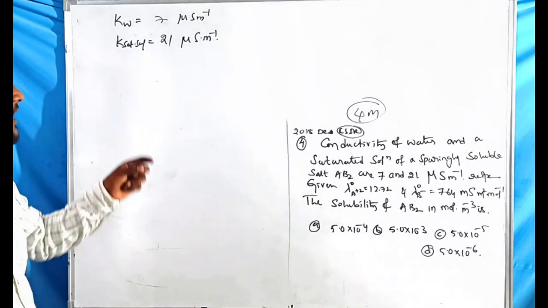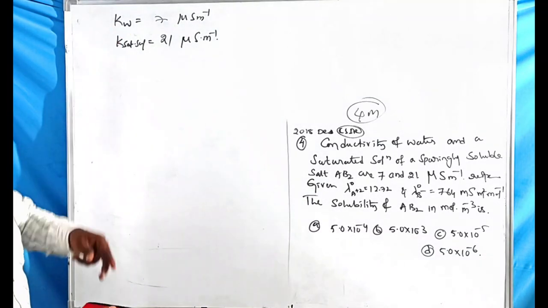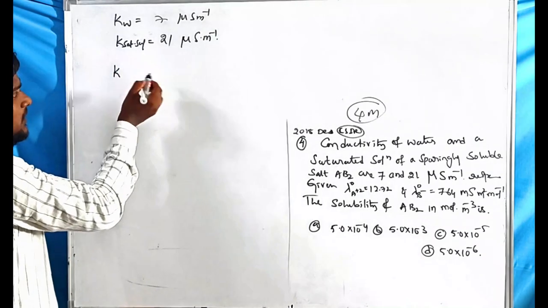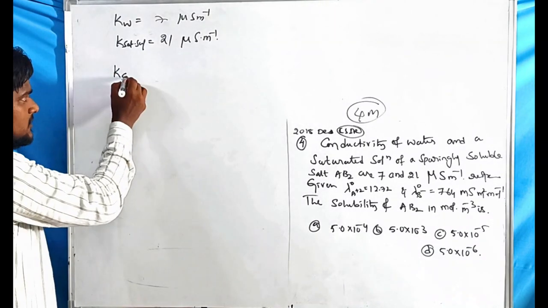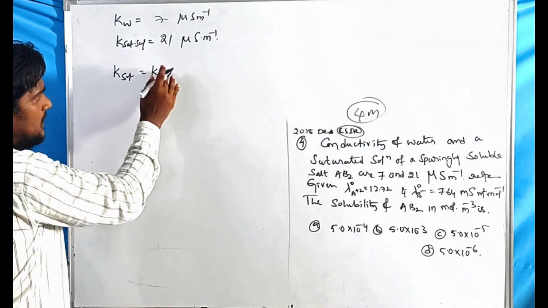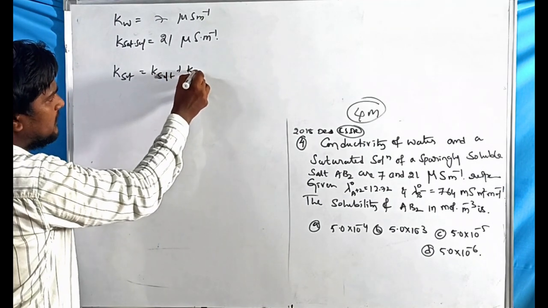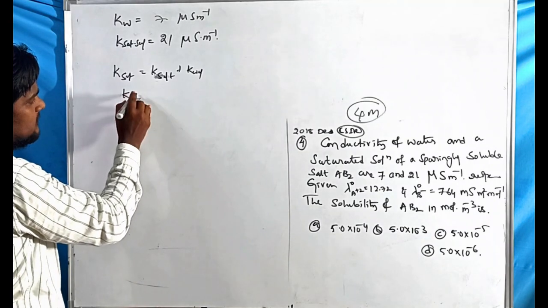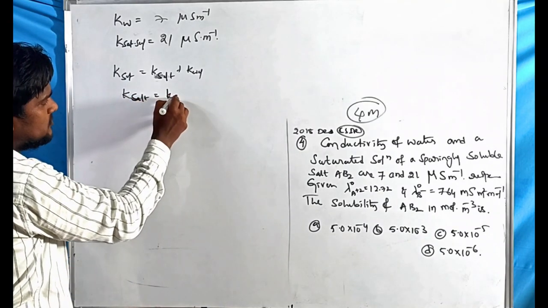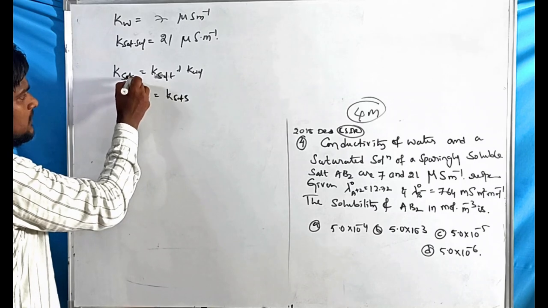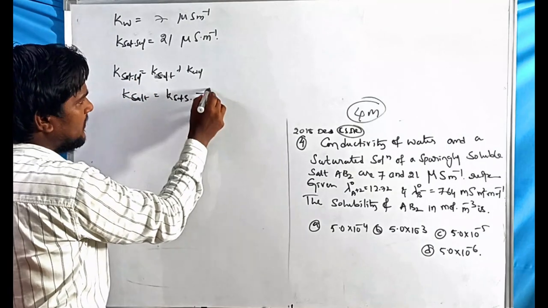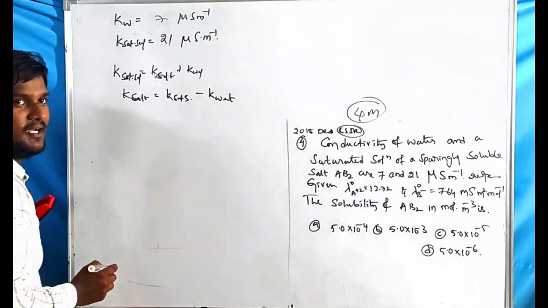With the help of the saturated solution and water, we can find the K of the salt. As we discussed earlier, the saturated solution formula is K saturated solution equals K salt plus K water. So K salt is equal to K saturated solution minus K water.